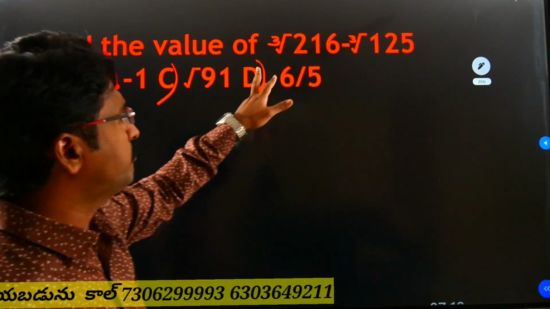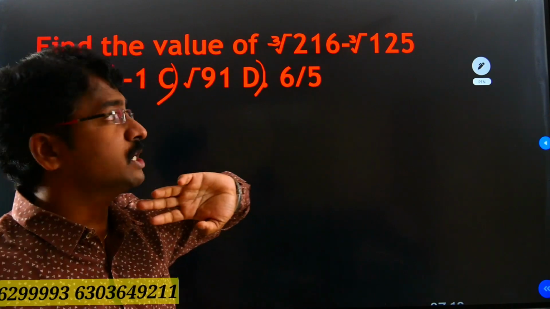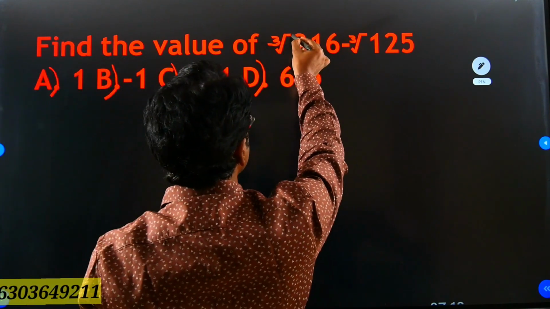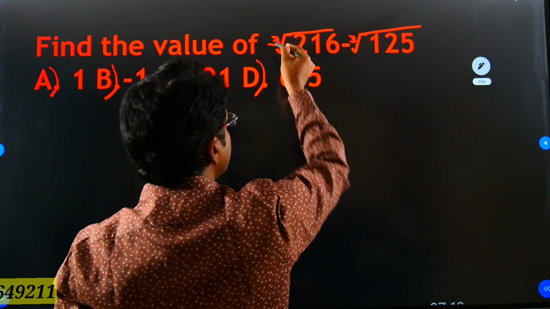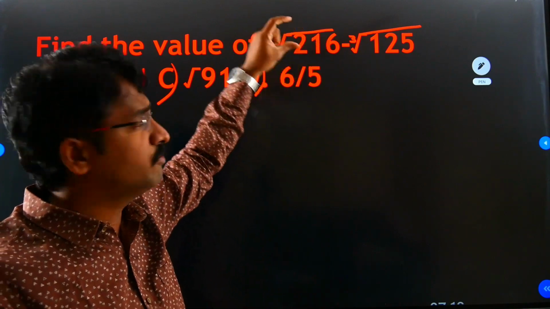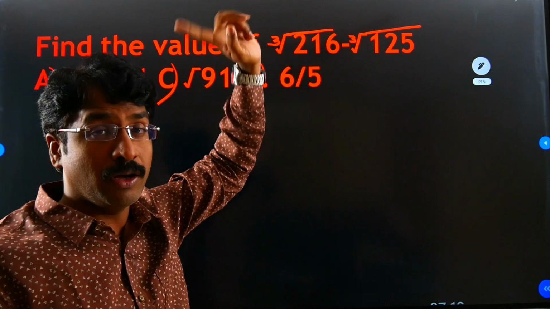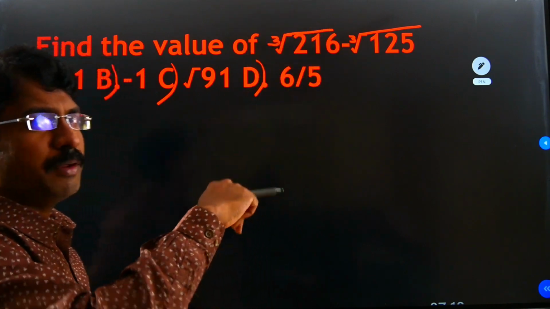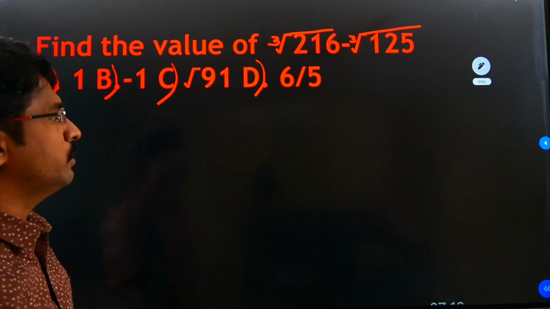Find the value of cube root of 216 minus cube root of 125. This is cube root, my dear students. Here 3 is there, so that is cube root. If no number is there, it is square. If the 3 is there, that is called cube root. That means one number is multiplied 3 times to get 216. We have to find that.